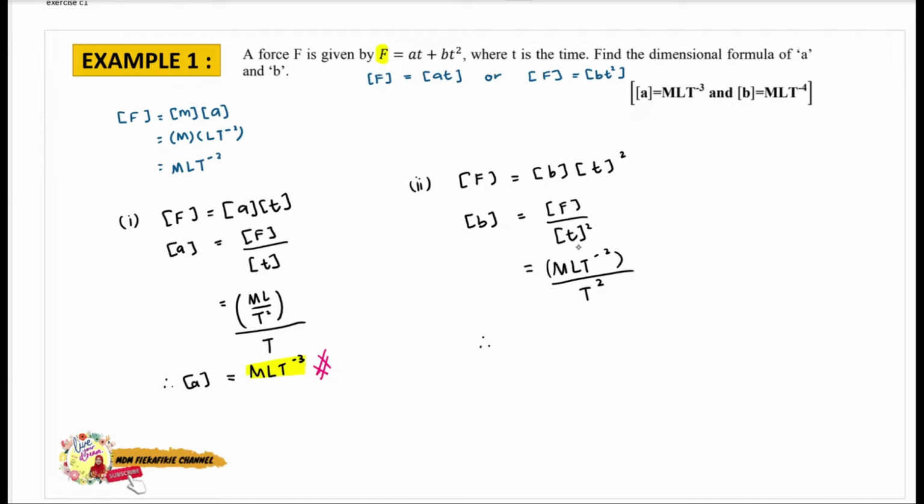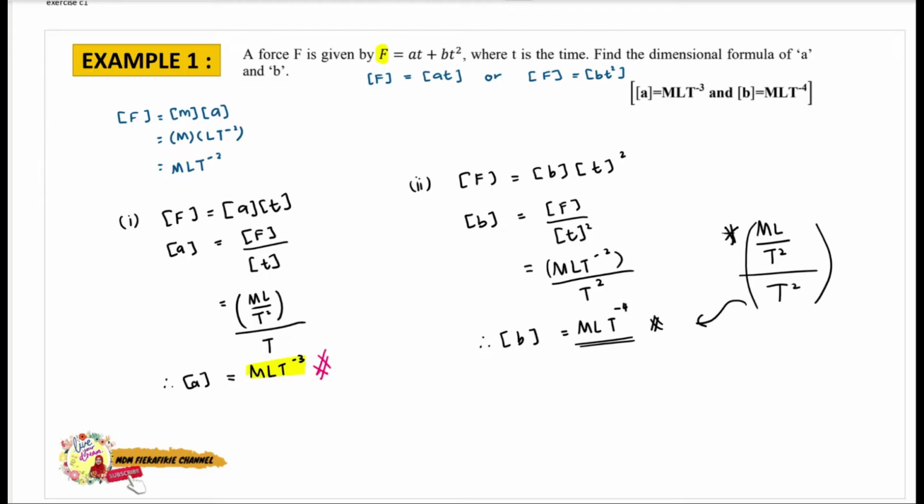Therefore, dimension of B akan jadi this one, MLT negative 2, bawa turun bawah dia akan jadi MLT squared, darabkan dengan T squared. So dia akan jadi MLT power of negative 4. So kalau kita nak tulis asing dia macam ni lah. ML over T squared, alright, over T squared. So dia akan jadi MLT negative 4. Okay, so kita dah finish example number 1.